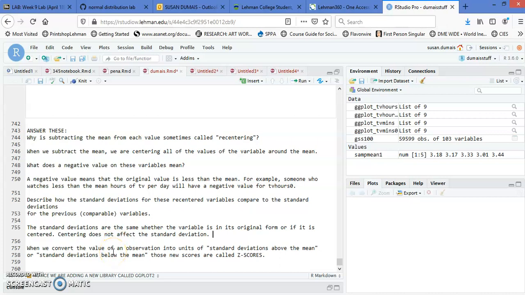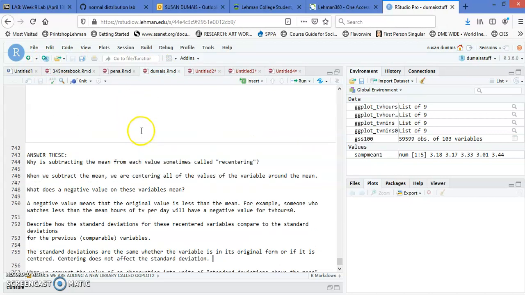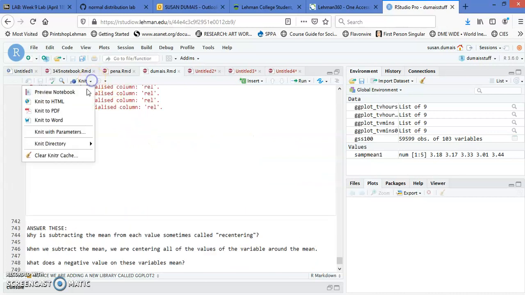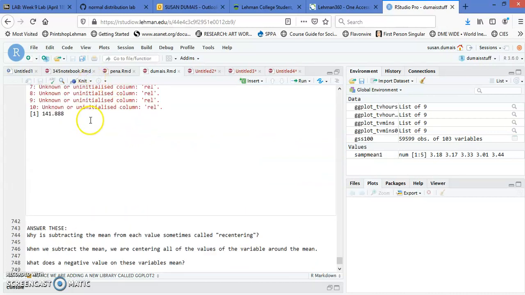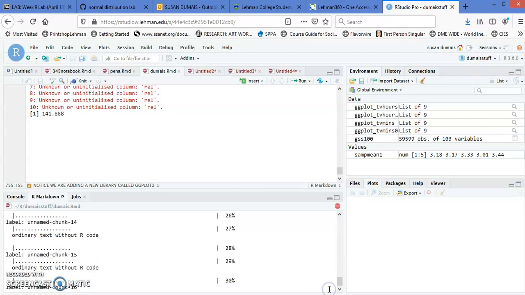Whether or not this made any sense to you, you're now done with the lab, so that's always good news. We want to make sure to save our lab. Let me click save, and then we're going to knit it. So do knit to Word. Assuming I have no problems, it's just going to run. You can check the progress down in the console area. You can see right now it's chugging along.